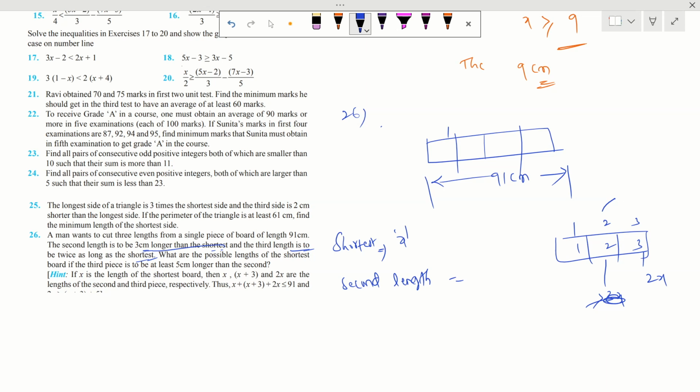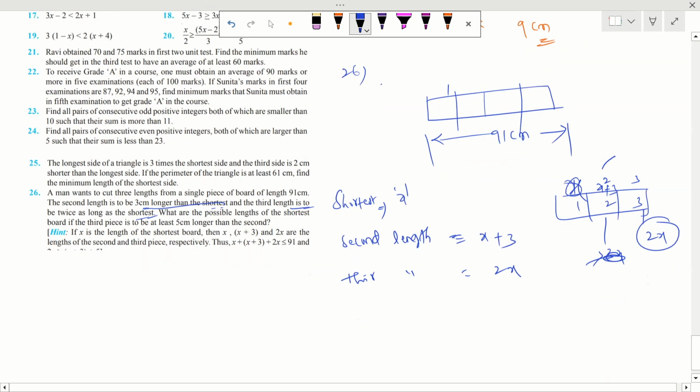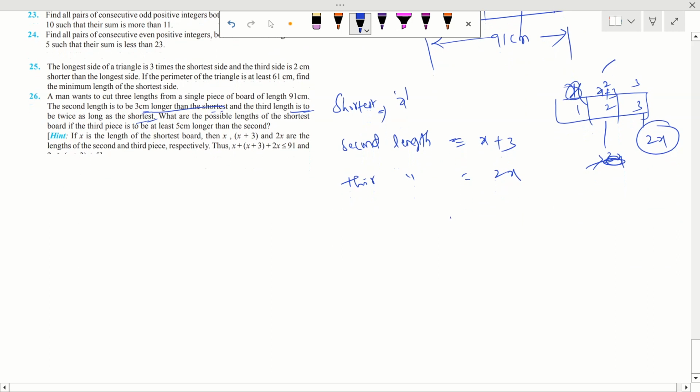3 centimeter greater than x, and the third piece of the length will be two times the shortest. Suppose this is the shortest x, and this is 3 centimeter greater than the shortest, then it is x plus 3. Then it is two times the shortest. Then we can write the equation here: x plus 3 plus 2x.